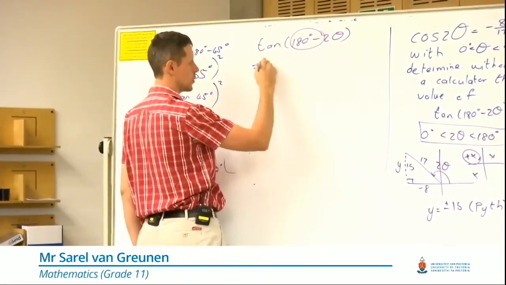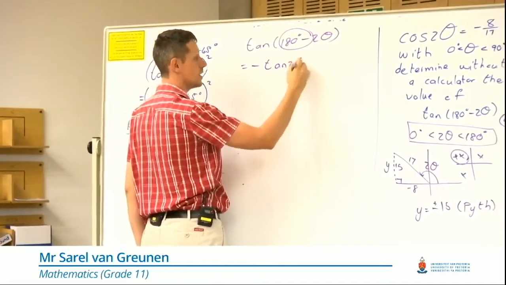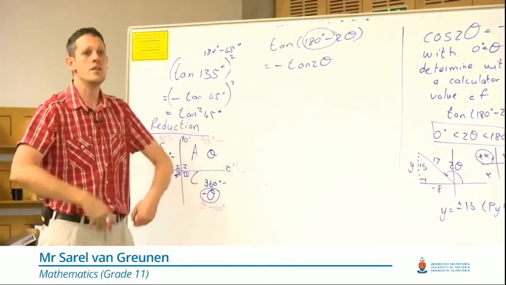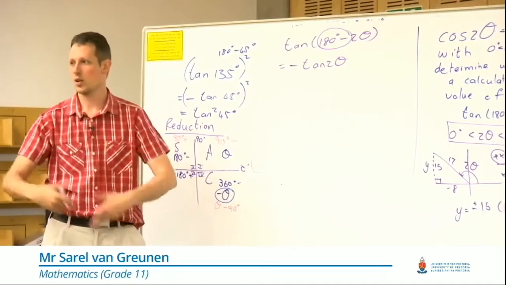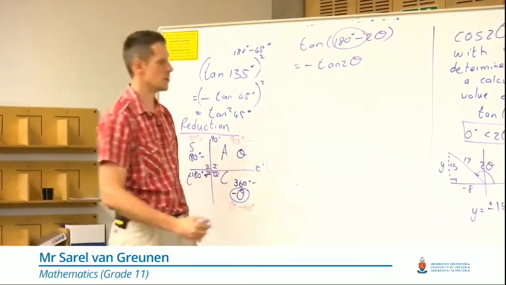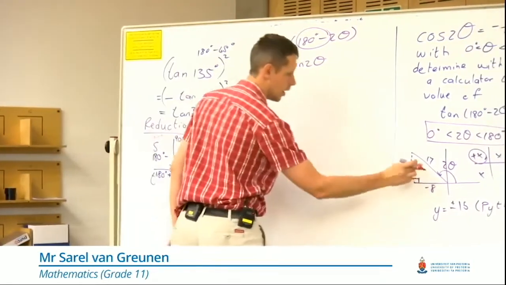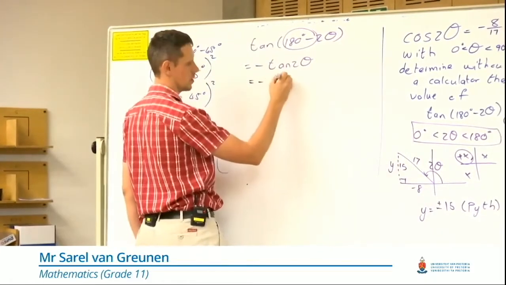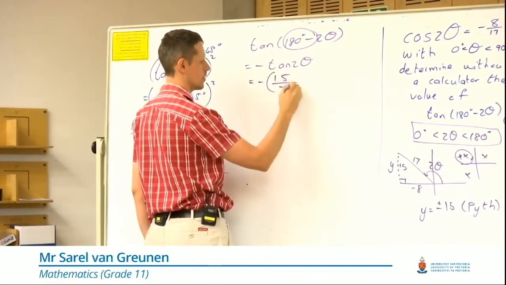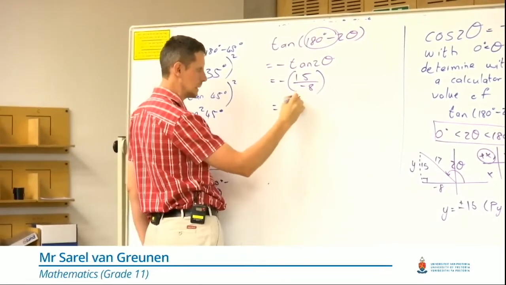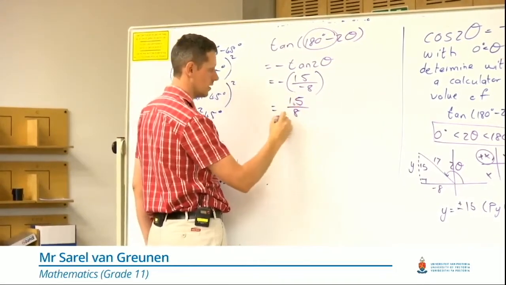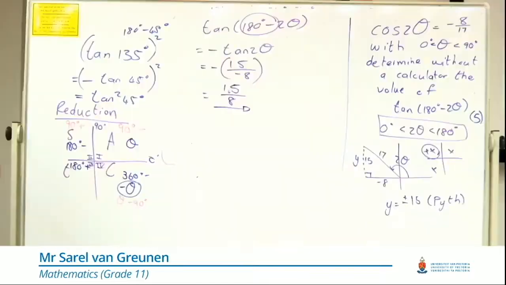So its second quadrant, it gives me negative tan 2 theta. Now, I can use my triangle, because now the angles are the same. So now I'm going to say this is negative opposite over adjacent, which gives me 15 over 8. And there's my answer. Ooh, wow.